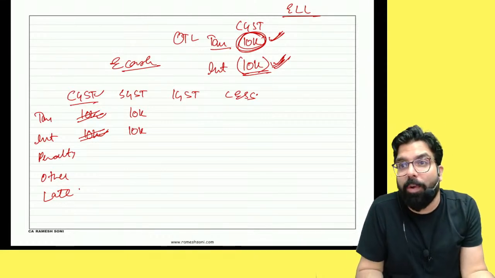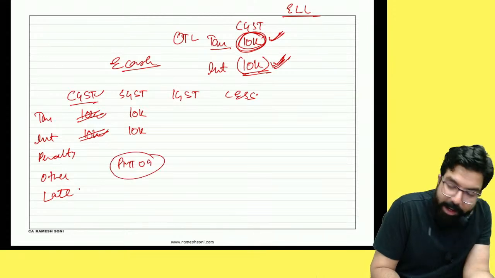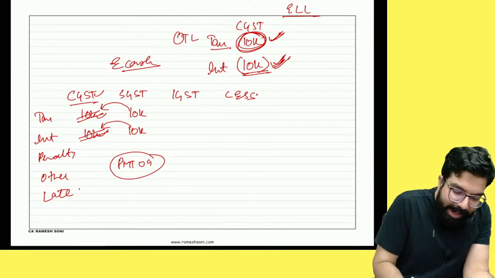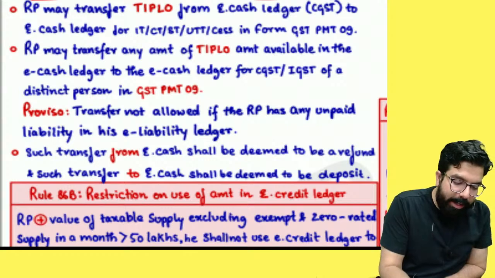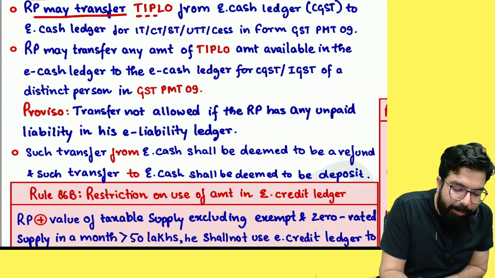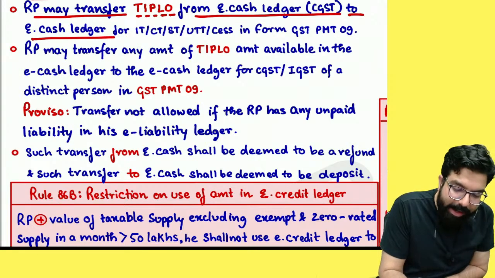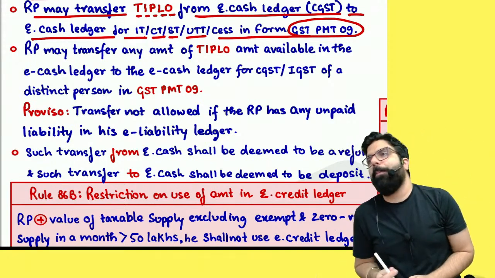But you can do one thing. You can go ahead and use the GST PMT-09 form. You can use it to transfer from here to here. And then can I use it to make the payment? Yes. Always remember one thing. Suppose I want to transfer tax, interest, penalty, late fee or any other amount from one e-cash ledger to another e-cash ledger for IGST, CGST, SGST. I can do it using which form, everyone? PMT-09. Is my point clear to all?